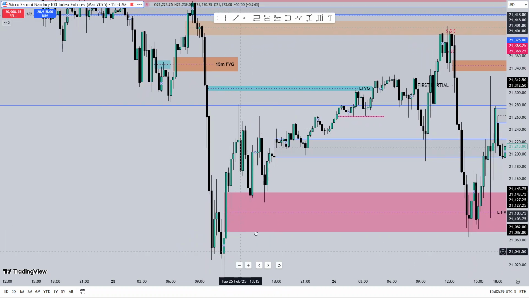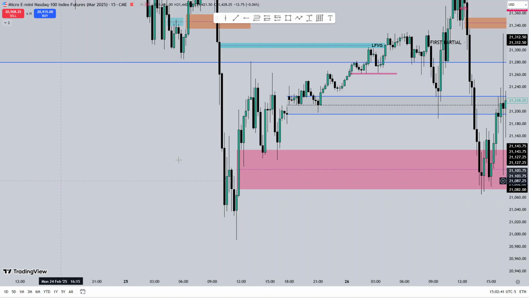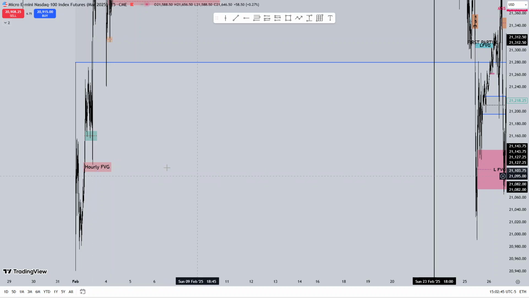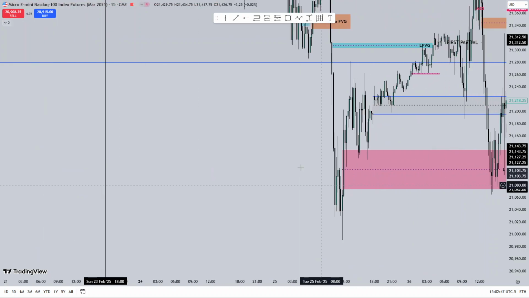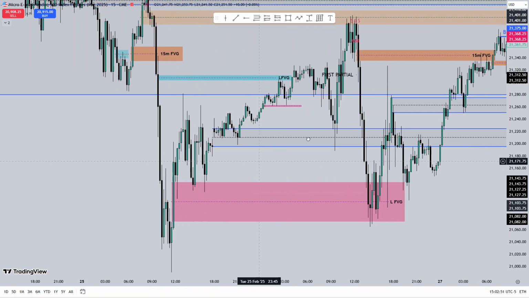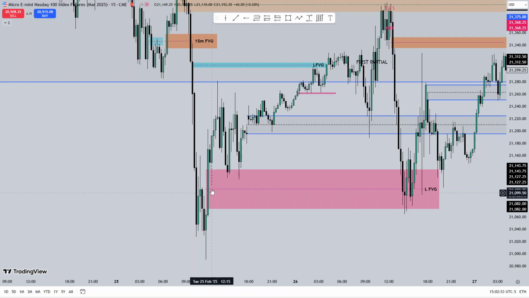Then over here market simply traded a higher time frame PD array. There is some kind of higher time frame PD array over here. There is a 15-minute and hourly fair value gap. Market simply traded that and gave a little higher run. Then market simply created a 15-minute last fair value gap, a bullish gap.